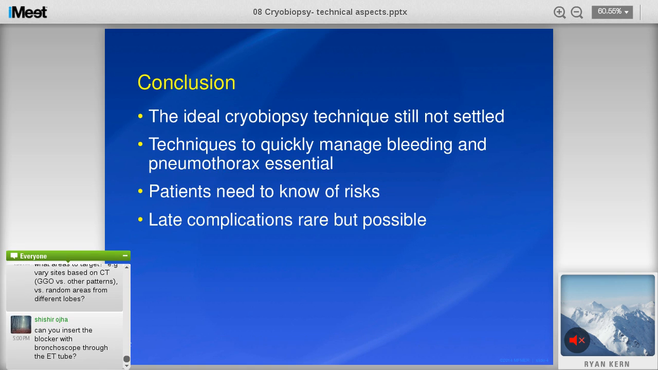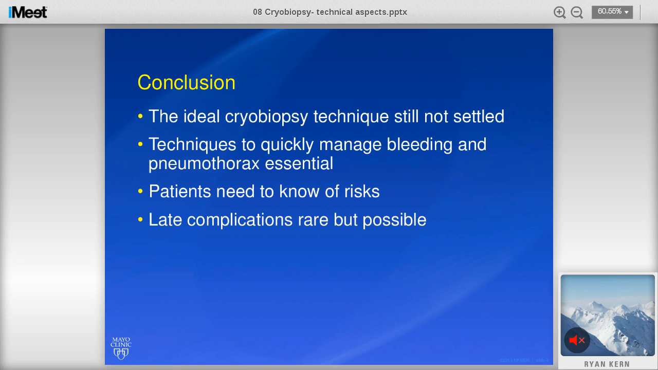So, in summary, I think the ideal cryobiopsy technique is not settled, but you do want to be able to quickly manage bleeding and pneumothorax, and patients do need to know of the risks, and the late complications are rare, but they can happen. So I'll turn it over to any questions.